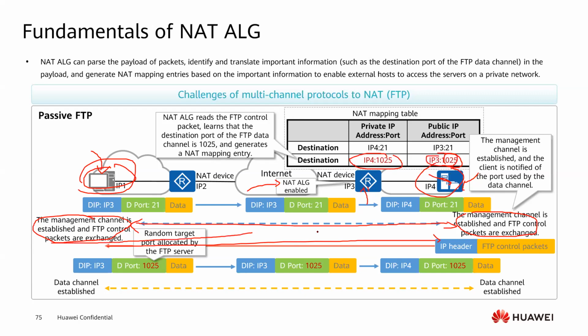and when the packet reaches IP3, since my destination is IP3, my destination is 1025, this device is listening, and IP3 will send it on to IP4.